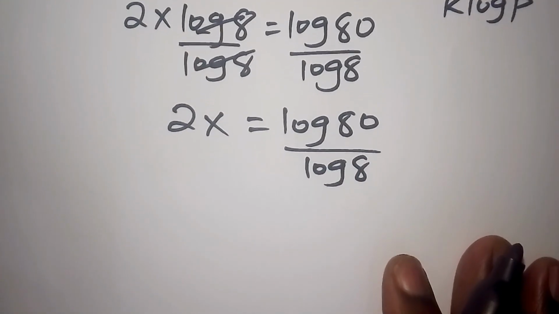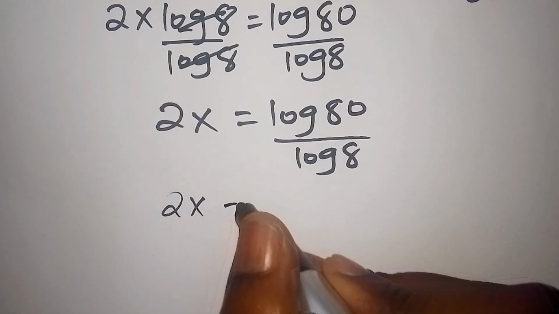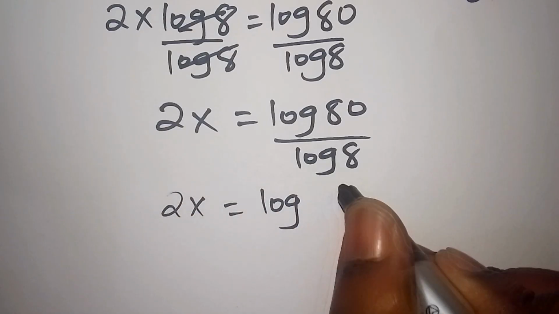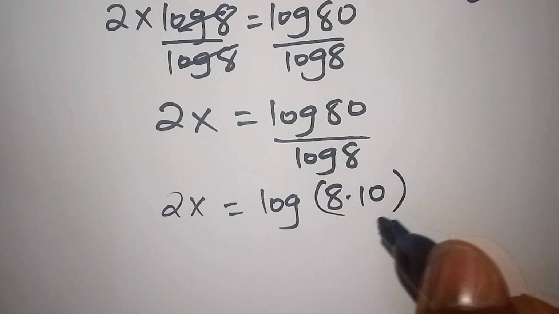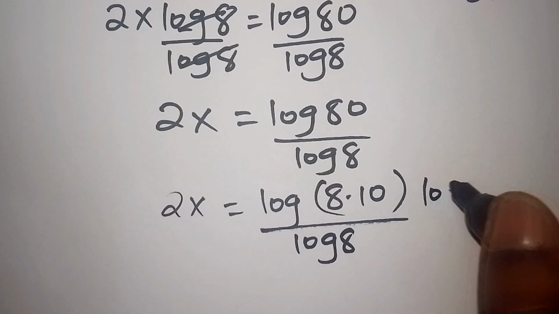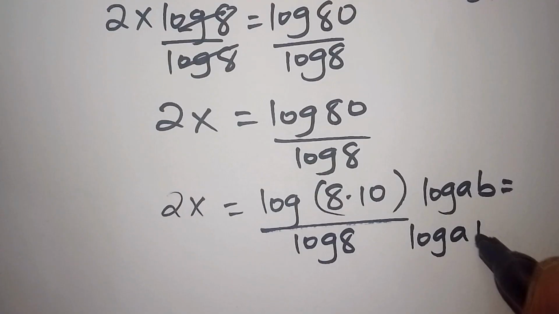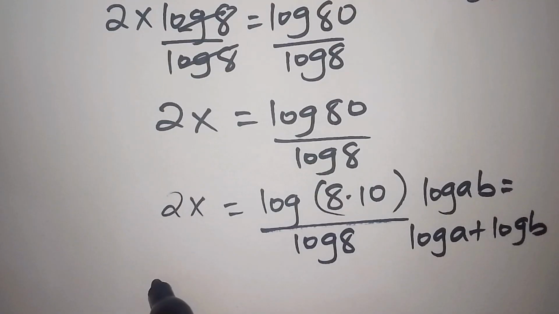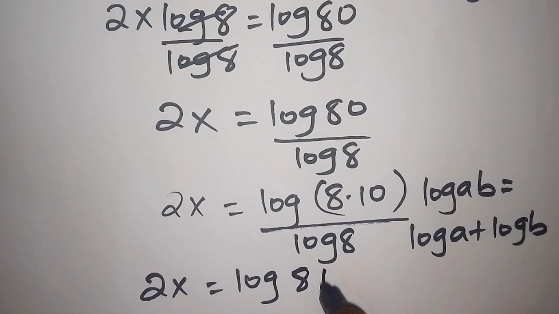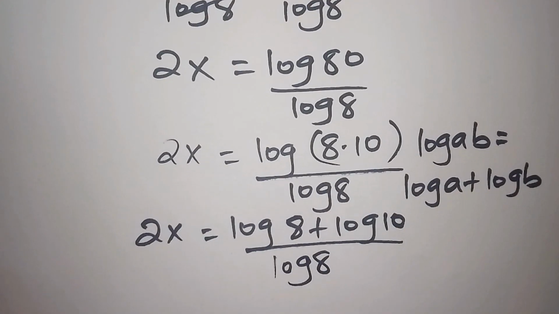To proceed, we have 2x is equal to the log of 80, which can be written as the log of 8 multiplied by 10, in brackets, all over the log of 8. When you have, for example, the log of a multiplied by b, the result is the log of a plus the log of b. So here we have 2x equal to the log of 8 plus the log of 10, all over the log of 8.